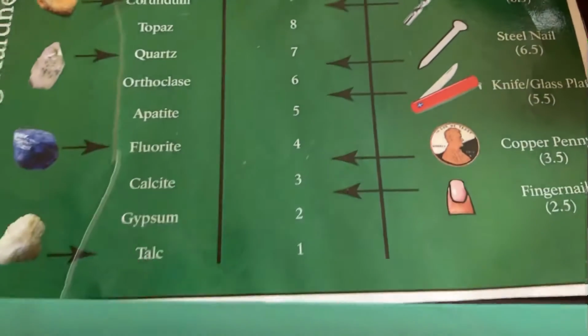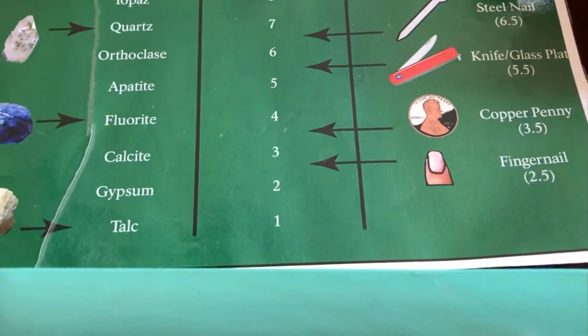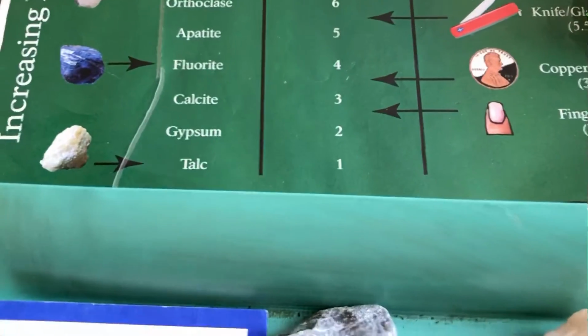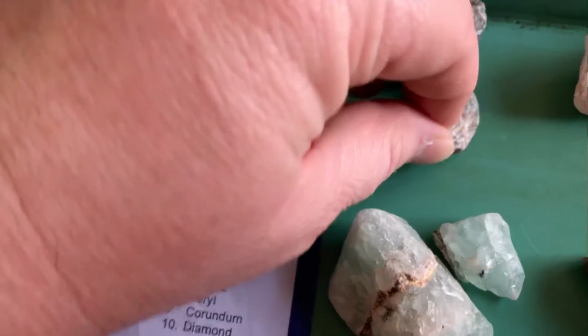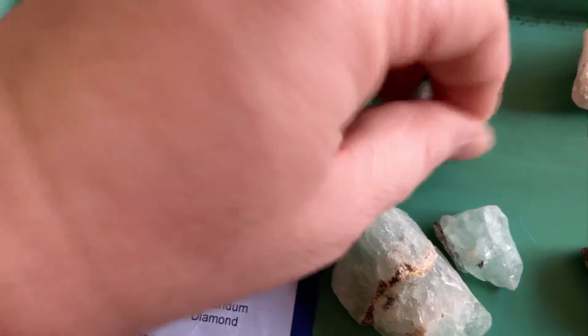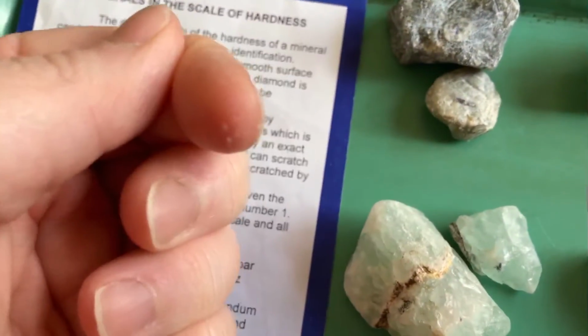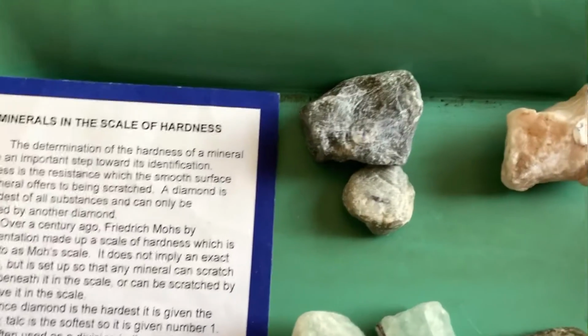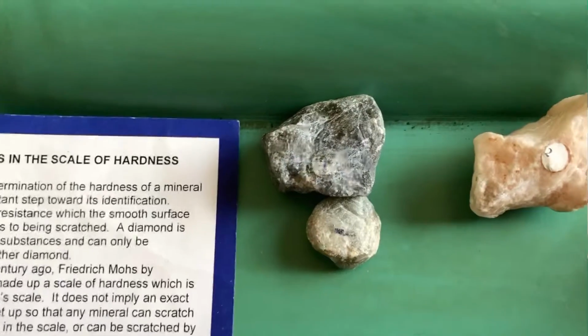So talc, if you look at it, it can be scratched. It's underneath a fingernail here. Fingernails are about a 2.5. Talc is a 1. So I can scratch this piece of talc with my fingernail, and some of that powder should come off onto my fingernail. It's a really soft mineral.